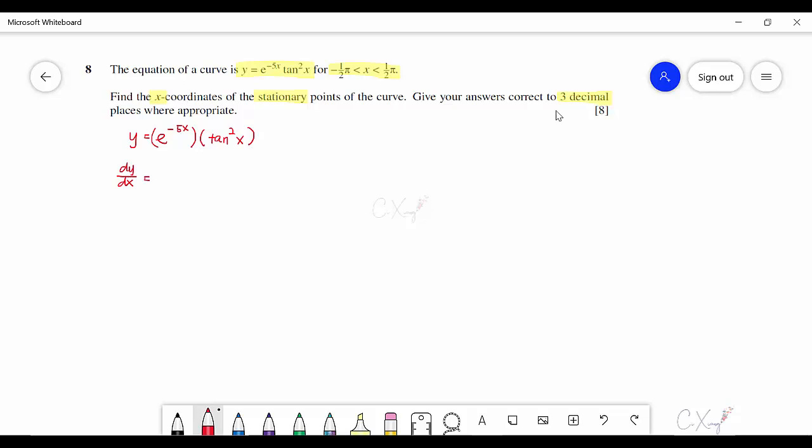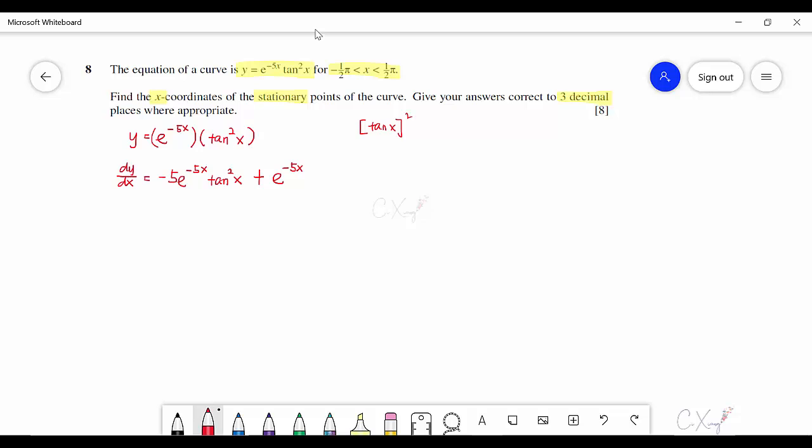You differentiate the first function first. When you differentiate it, you have -5e^(-5x), then you copy the second function, which is tan²x. Then plus, you do the other way around: you copy the first function and differentiate the second function. The second function is tan²x, which means you differentiate (tan x)².